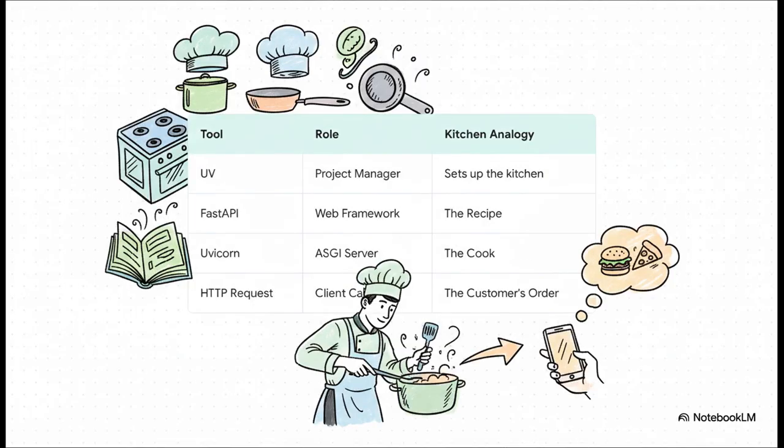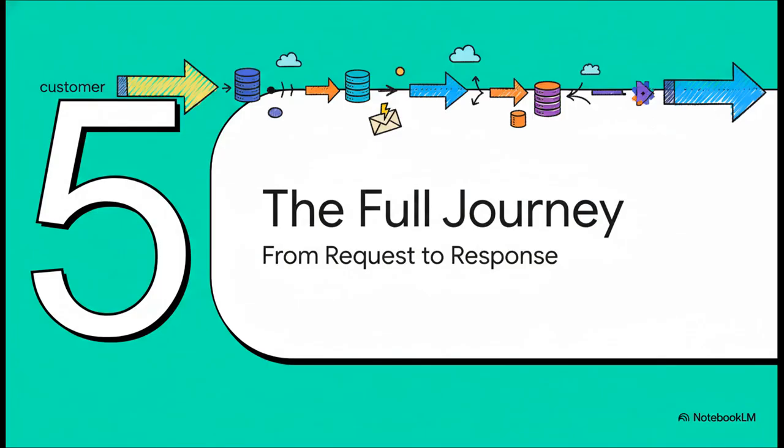And when you lay it all out like this, the whole thing just makes perfect sense, doesn't it? UV is the manager that sets up the kitchen. FastAPI is the recipe we're all following. Uvicorn is the cook who actually makes the food. And that HTTP request from a user, that's just the customer placing an order. So let's do it. Let's put it all together and trace a single customer order, a single HTTP request from the moment it's placed all the way through our system and back out to the customer.